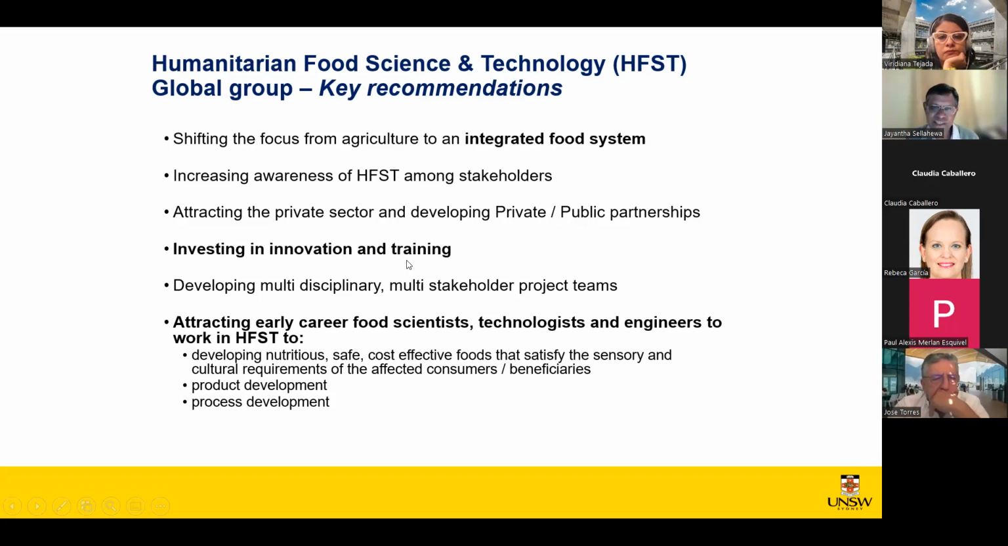Investment in innovation and training is important. And there's another important thing. I think it's very important. We have to attract early career scientists and students to learn about this field. And I'll come back to that later.